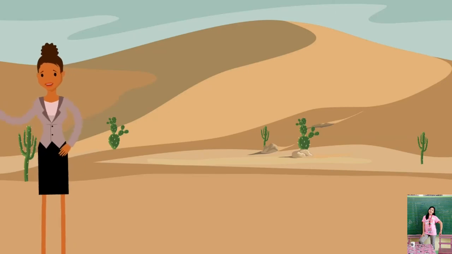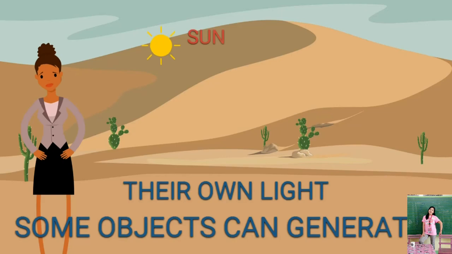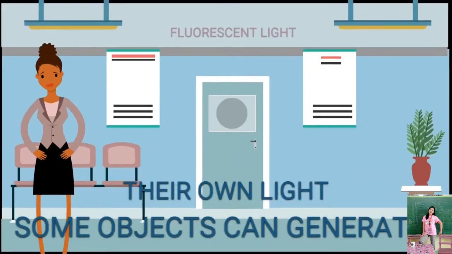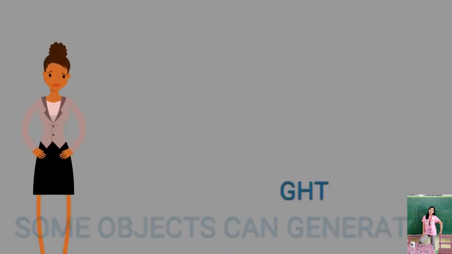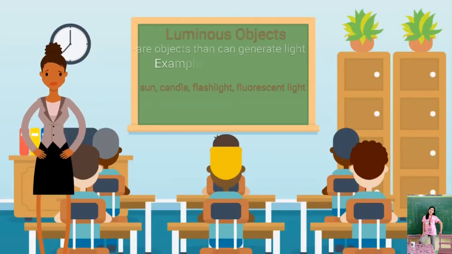Let's look closely here. Some objects can generate their own light, like the sun, fluorescent light, flashlight, and burning candles. These are called the luminous objects.